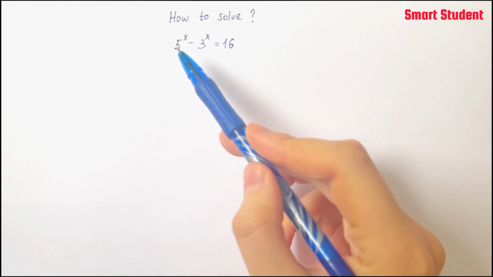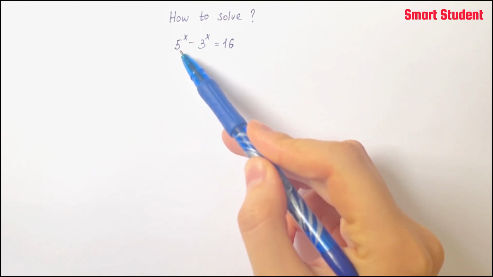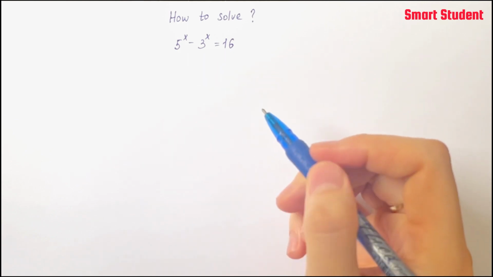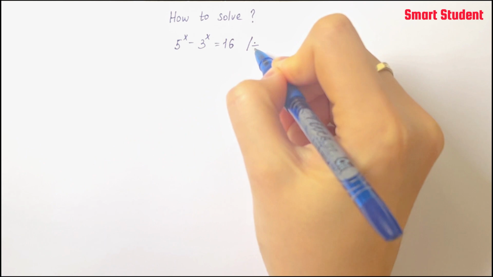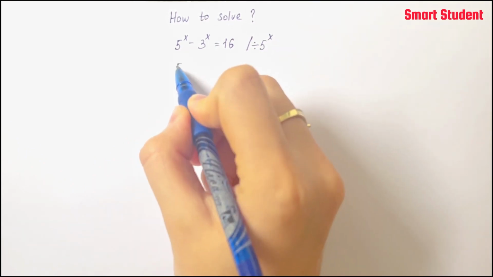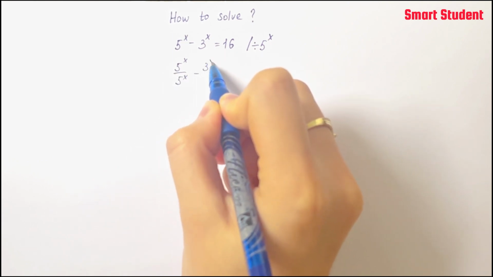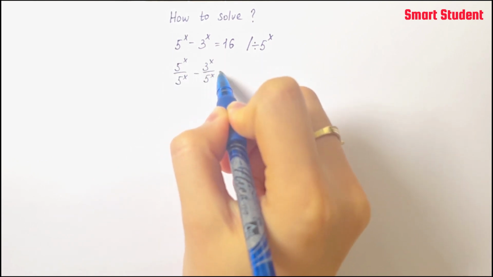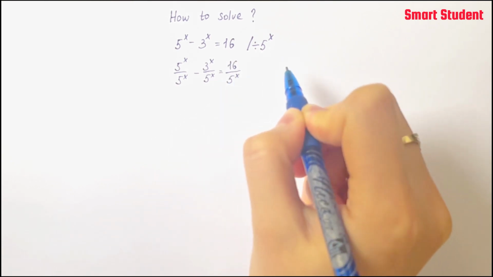Since 5 is the higher base, I'm going to divide everything by 5 to the power x. So we are going to start by dividing everything by 5 to the power x. It will become clear why I'm doing this in a while. Let's divide 5 to the power x by 5 to the power x, and then 3 to the power x by 5 to the power x, and 16 by 5 to the power x.